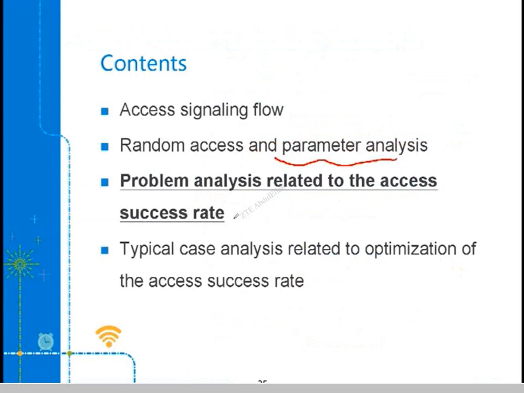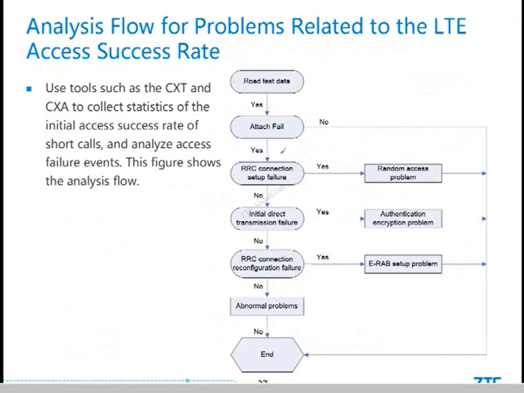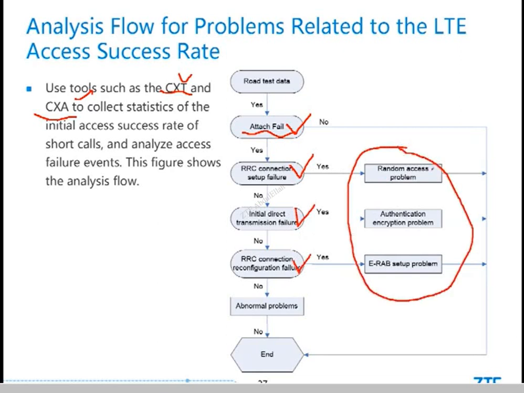And then the second one is the preamble problem analysis. You can see all this data comes from CXT and CXA. Those two tools we actually use to analyze the log after the DT test. First we determine whether there is an attach failure, which means the UE failed to access the EPC. If a problem happens, we analyze what exactly happened and in which step the problem is. The first one is the connection setup, the second one is the initial direct transfer, and then the RRC connection reconfiguration. All those steps are related to those three problems.